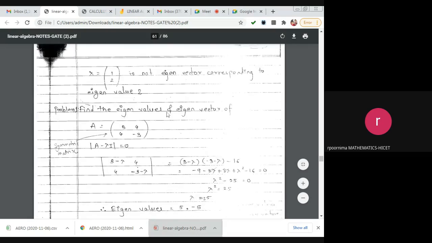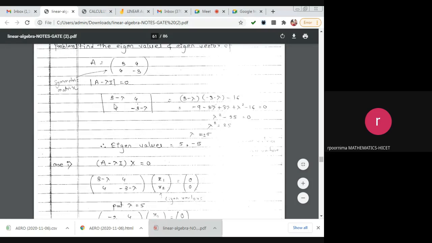Then find the eigenvalue and eigenvector of the matrix 3 4 4 minus 3. This is a symmetric matrix. That means the determinant of A minus lambda I equals 0. Then you find your normal procedure; you have to apply the expansion of your determinant. You just apply that procedure to get your eigenvalues lambda as well as your eigenvectors.